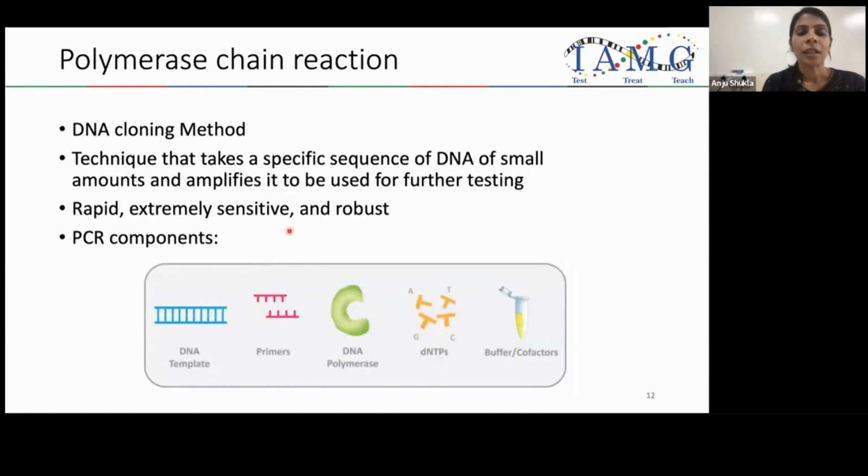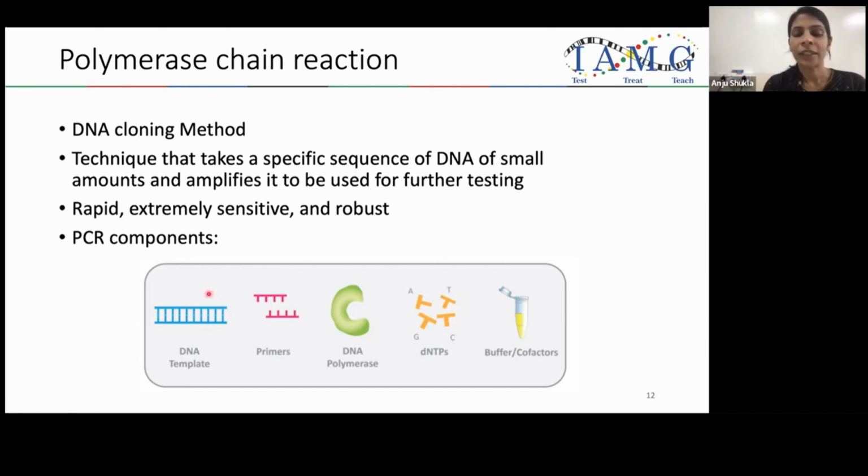So this is how a polymerase chain reaction works. We all know that it's a DNA cloning method. DNA cloning method means it is used to amplify a small amount of DNA into a large quantity of DNA. So it takes a specific sequence of DNA in small amount and amplifies it so that it can be used for further testing, and hence it is the basis of almost all the molecular tests. It is quite rapid, it's extremely sensitive and robust as well.